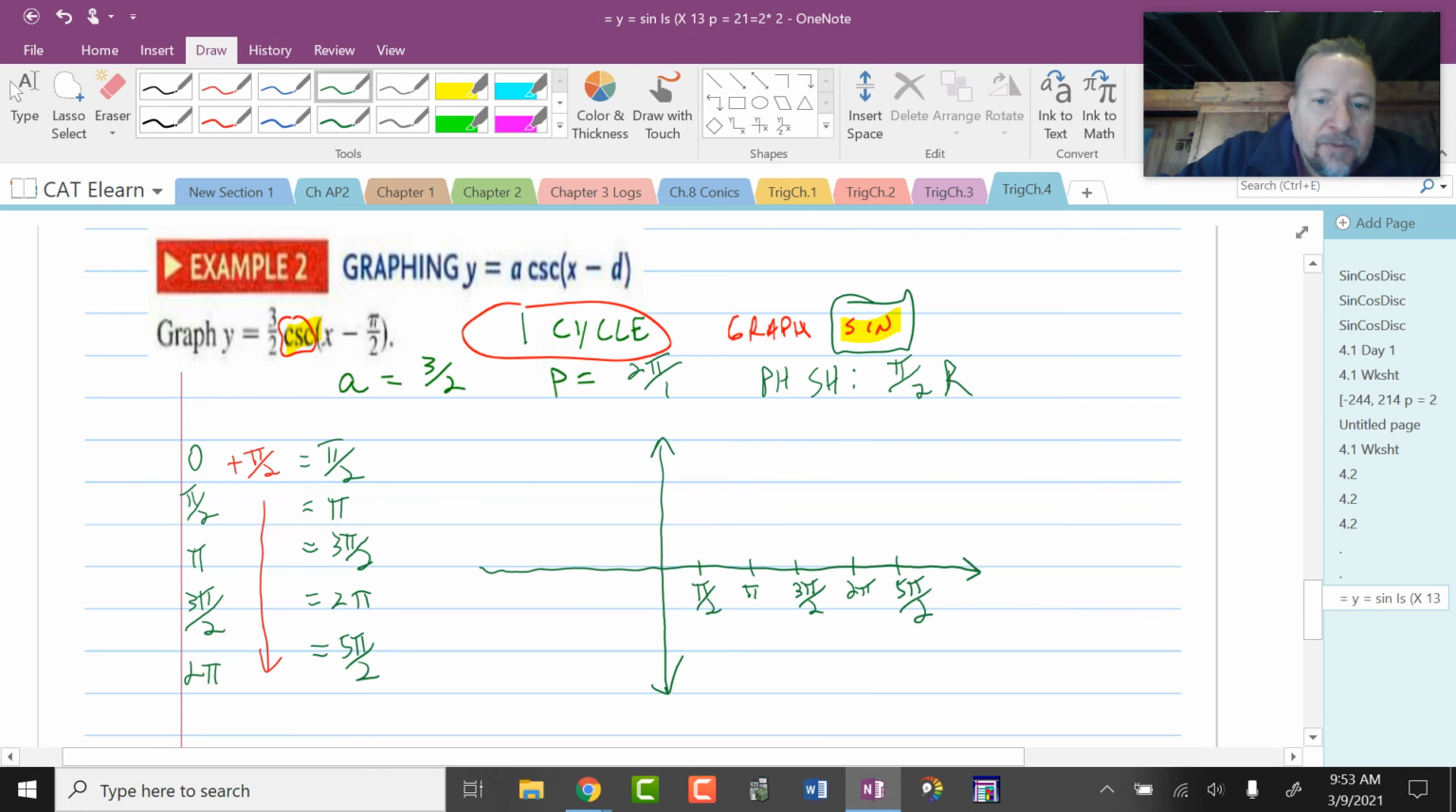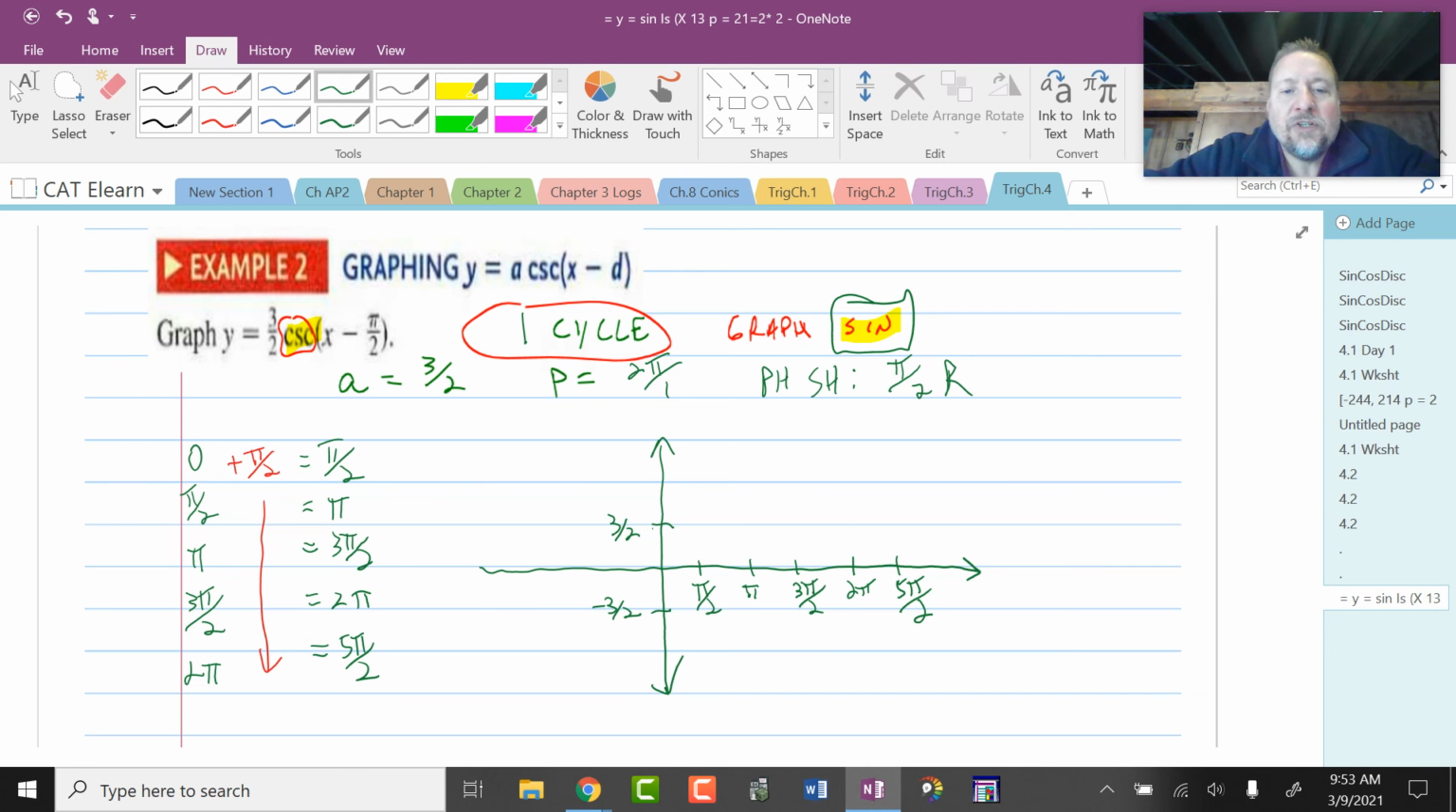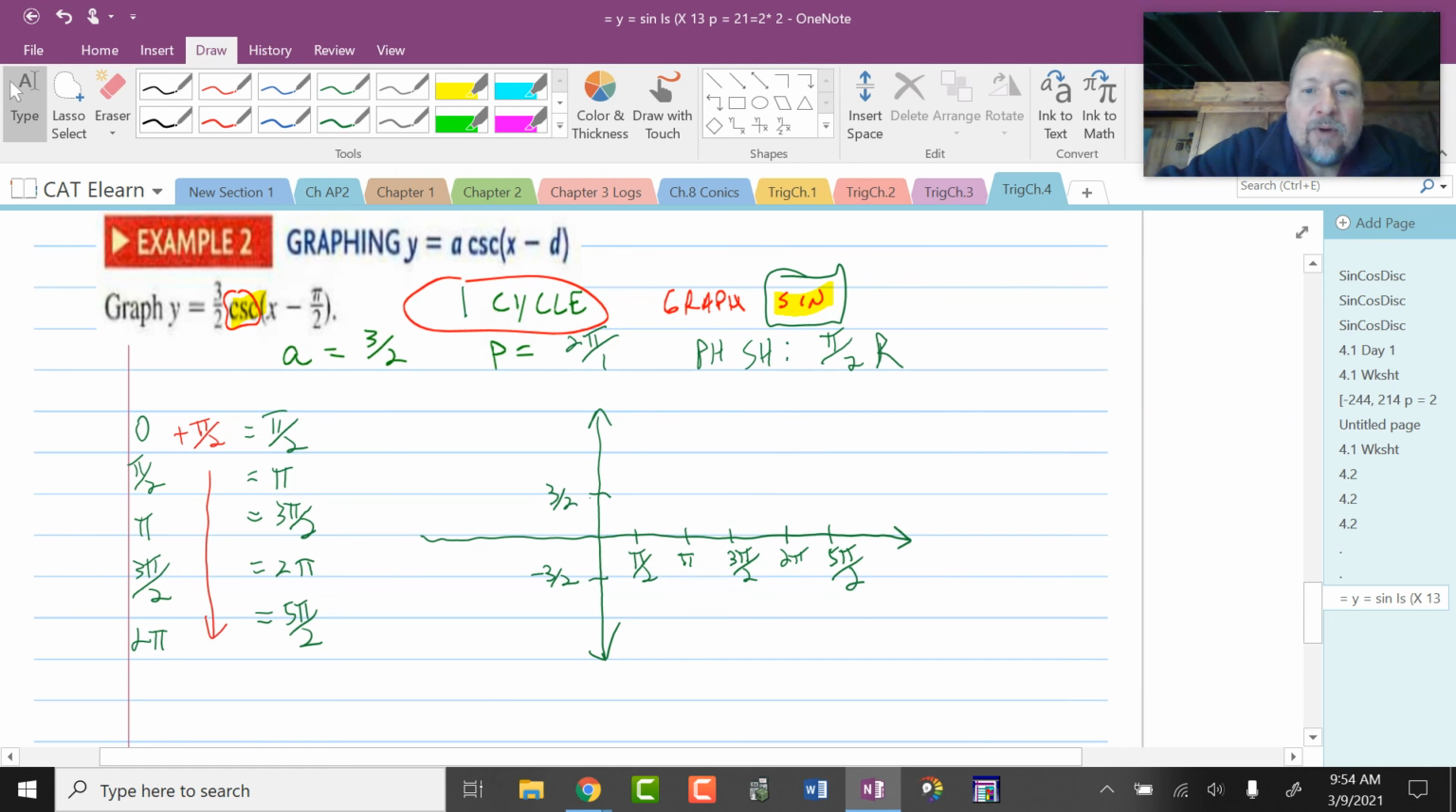Okay, now what's our amplitude? Who cares? Just make sure that when you think about the range, know that it affects the range. What I mean is if it was 7, don't go 1, 2, 3, 4, 5, 6, 7. Just put 7 right there. Who cares? Right? And then graphing sine. Sine starts at 0.